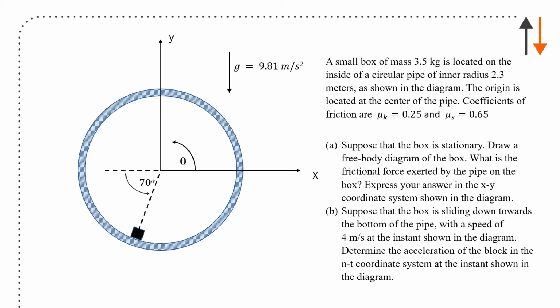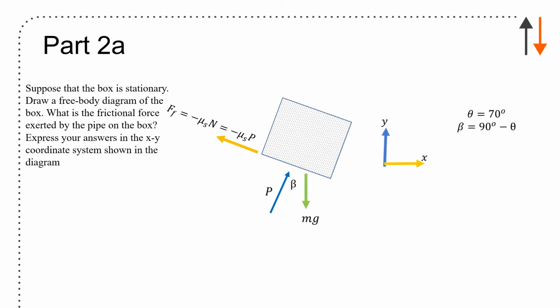First part is just the box sitting there. Suppose the box is sliding down towards the bottom of the pipe with a speed of 4 meters per second at the instant shown in the diagrams. Determine the acceleration of the block in the coordinate system at the instant shown in this diagram. So remember, nt is specific to the particle, so it follows with the particle. And the other one is going to be xy, which is going to be at the center.